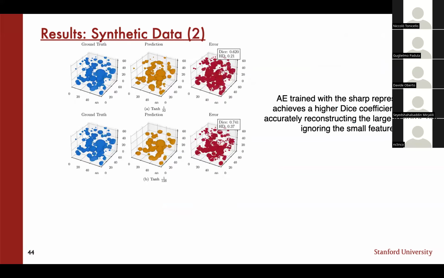So we looked at this a little bit more carefully here. So here I'm looking at the same ground truth. One is tangent hyperbolic with a thicker interface. This is essentially a sharp interface, relatively speaking. So you can see that the prediction from the sharp interface is missing a lot of the small features, a lot of the small drops. Even though the dice coefficient is higher than the top one, you see that basically you are missing a lot of the nice detailed geometrical features that are captured in the diffuse representation.